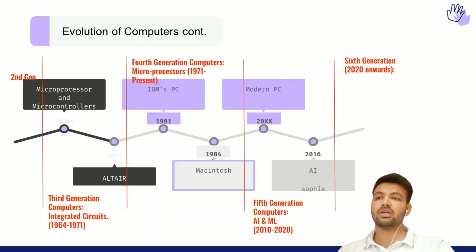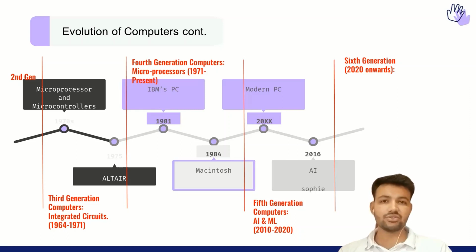And then from second generation, there was a transition to third generation based on the development of integrated circuits in 1964, and LTR is an example of third generation computer. And then in 1981, IBM's PC, which was the first PC or personal computer developed, marks the presence of fourth generation of computers. Now they were based on the technology of microprocessors and microcontrollers.